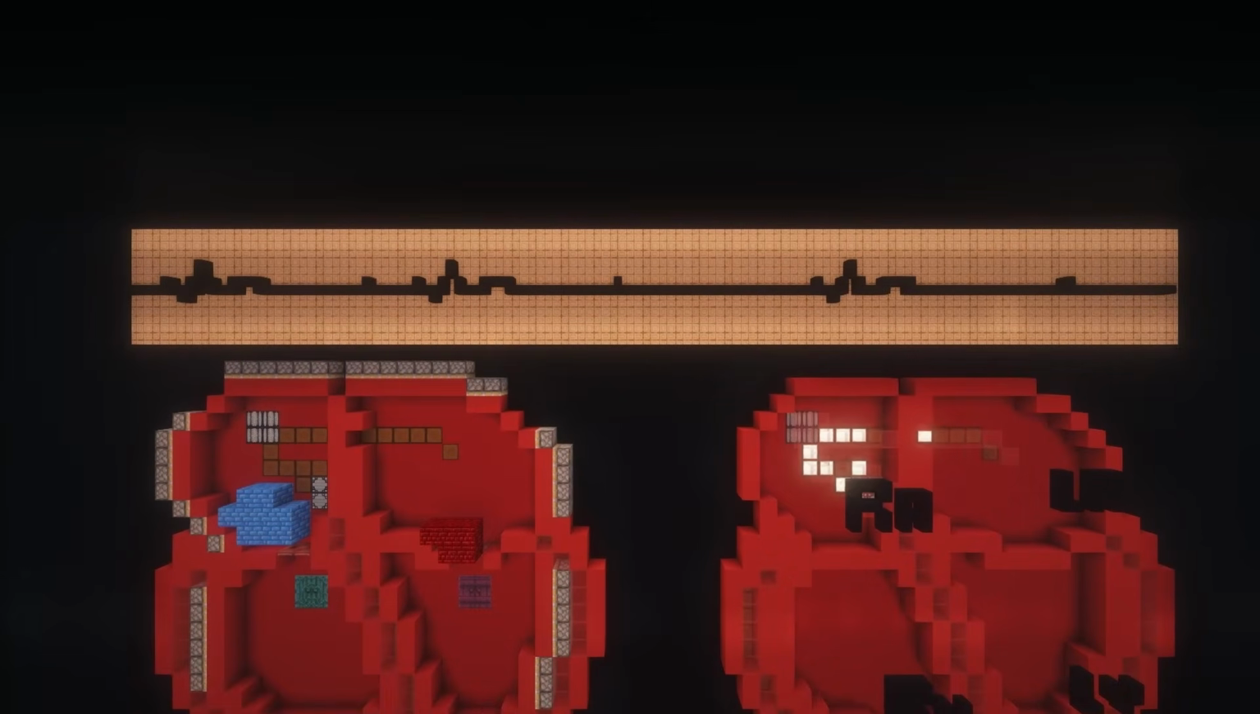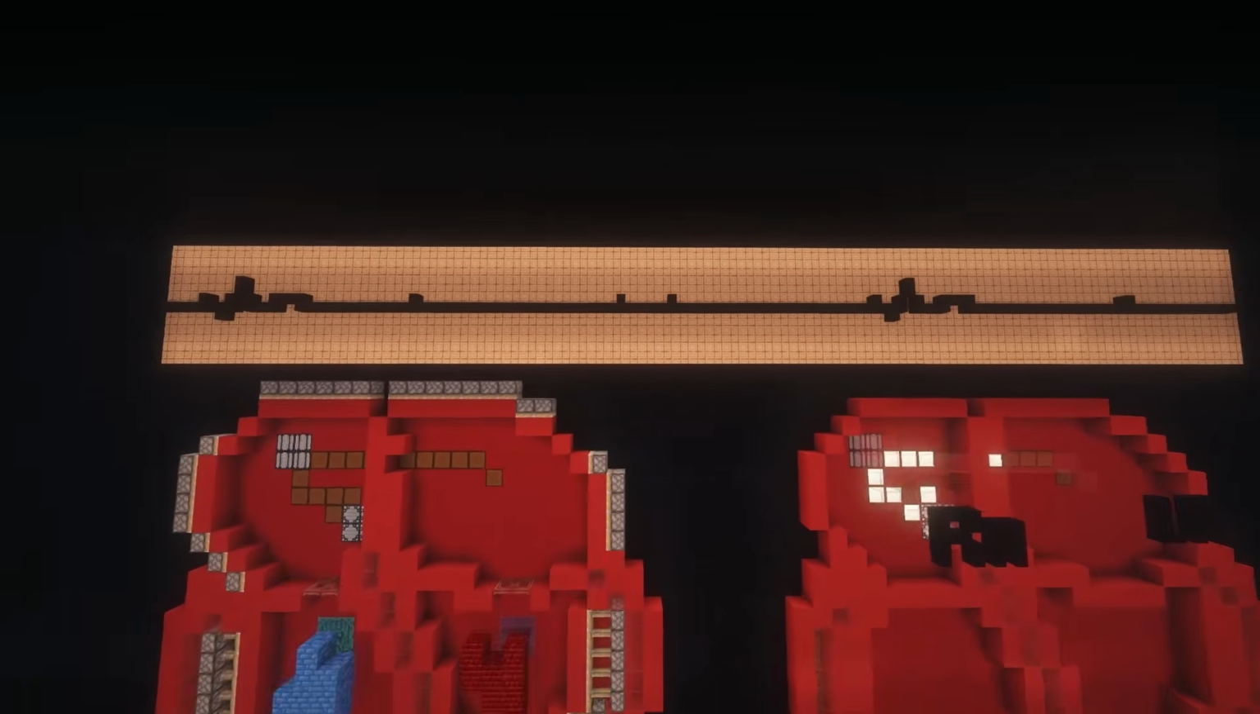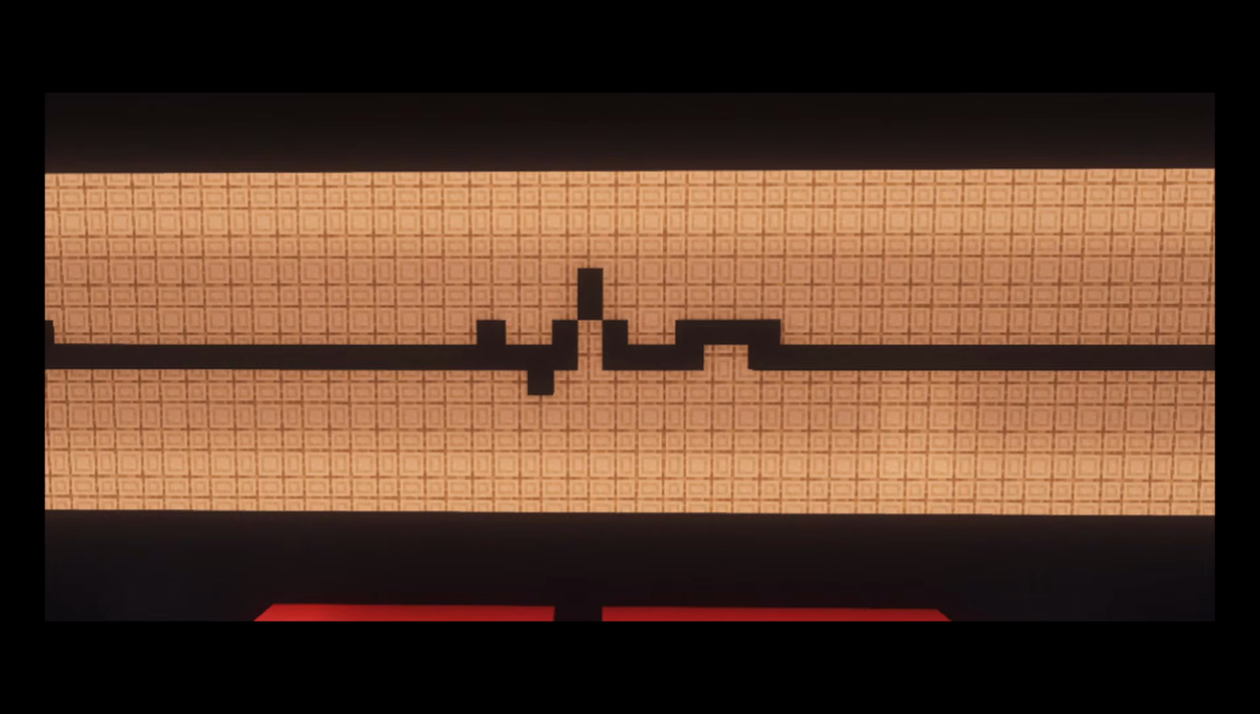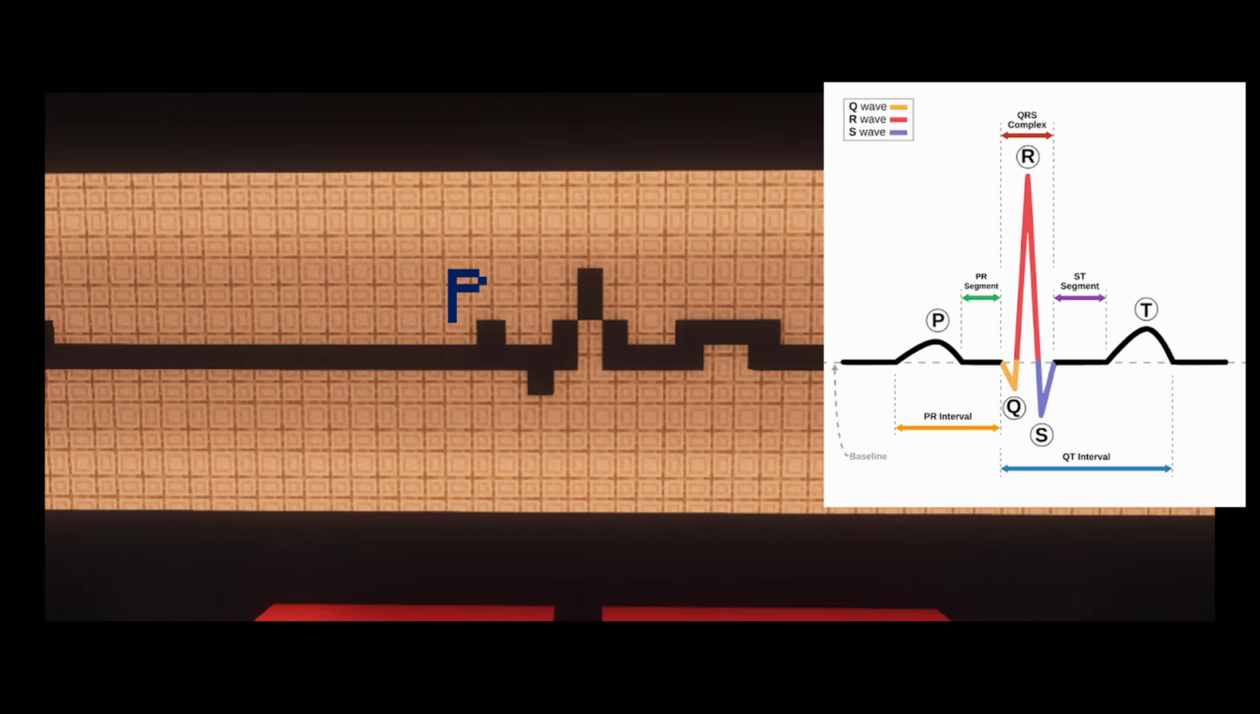So just for a very quick rundown of what you're seeing, there's three major components to an ECG. We label each component in the ECG as a letter of the alphabet. For some reason, we start at P. So this here is the P wave.